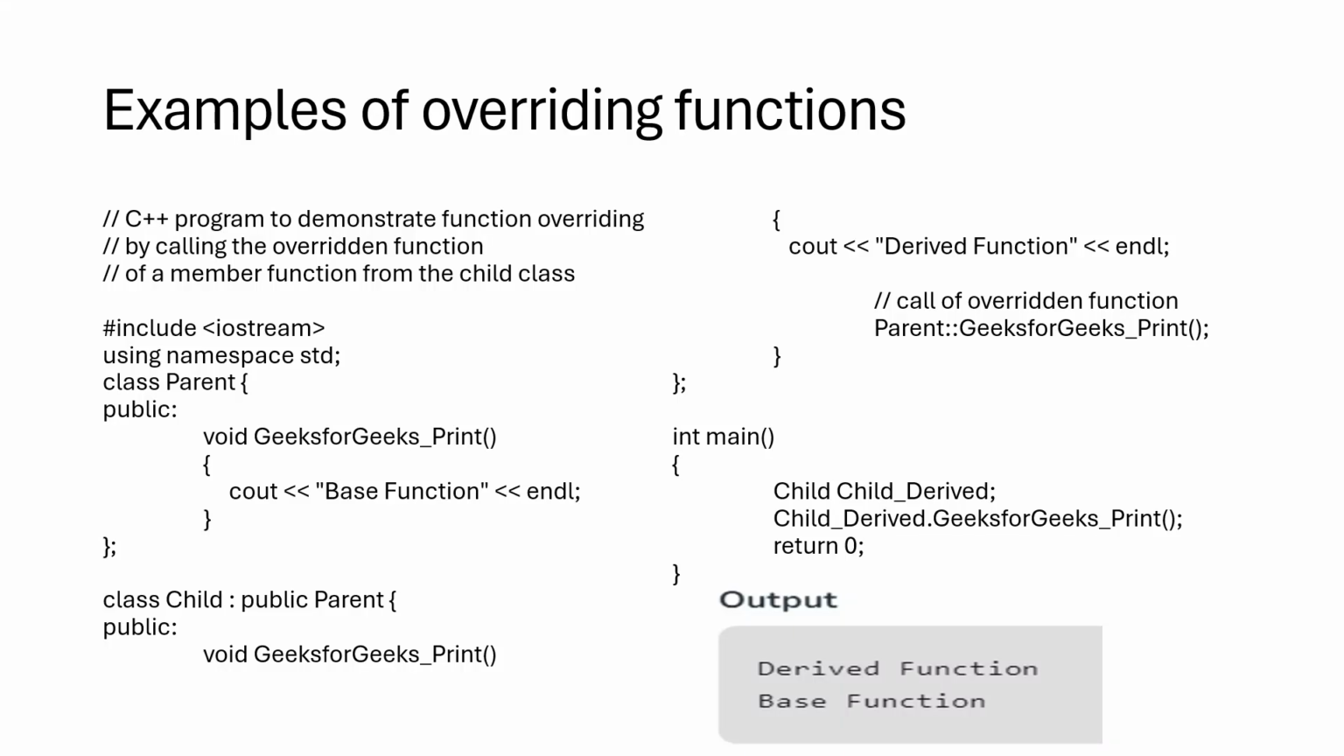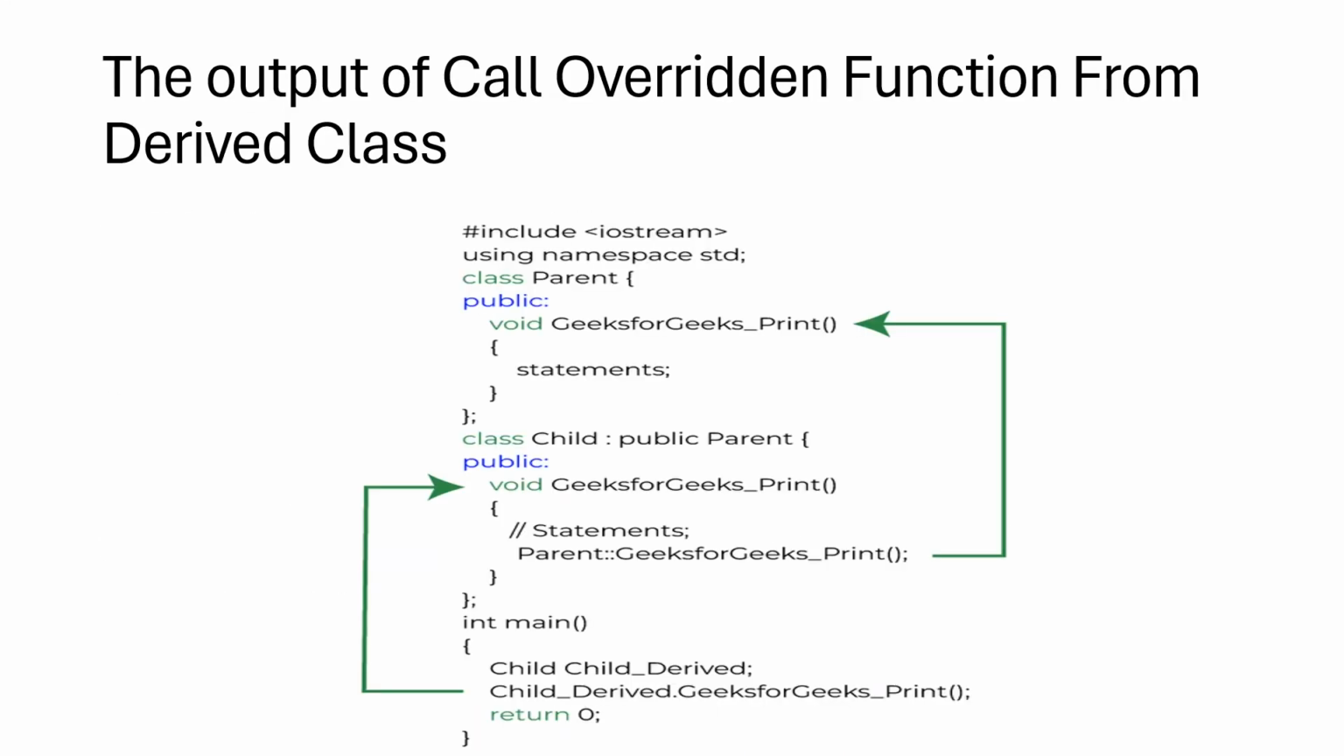So this is an overridden function. Here we mention the base class parent, which goes to the function and prints the statement here. And child derived geeks print goes here and this statement prints here. We always call the function by creating the object. It is the same. So this is the output for the program.